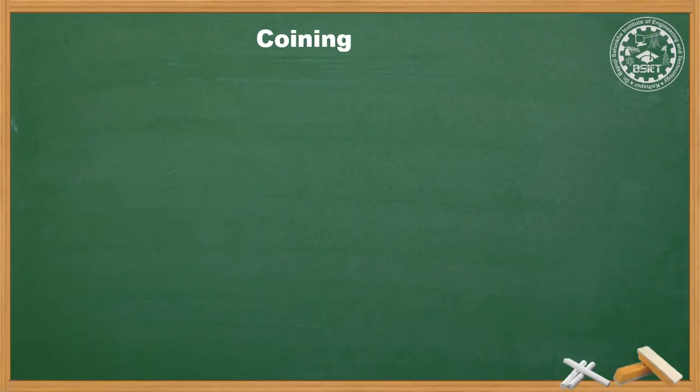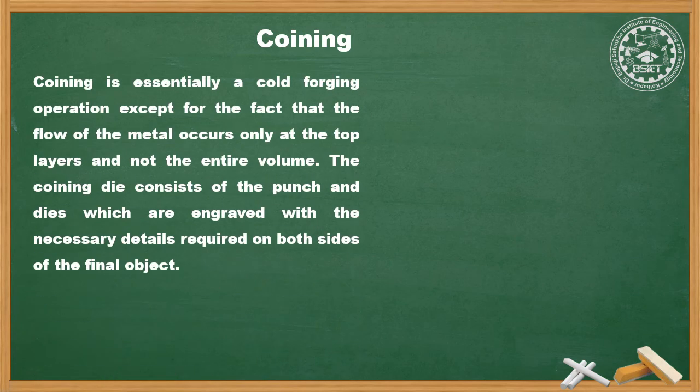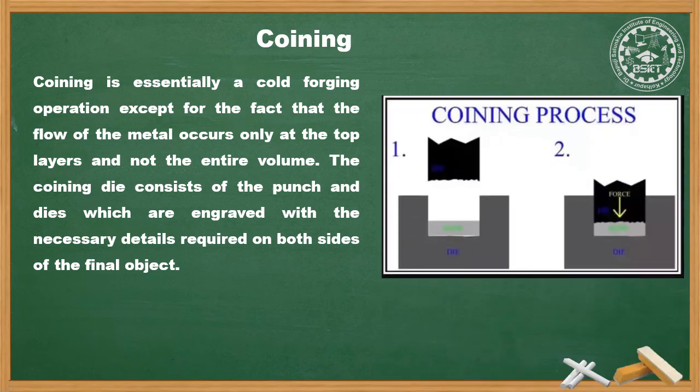Next is coining. Coining is essentially a cold forging operation except for the fact that flow of metal occurs only at the top layer and not on the entire volume. The coining die consists of a punch and die which are engraved with the necessary details required on both sides of the final object. In the coining process as shown in the figure, the pressures involved are very high, of the order of about 1600 megapascal, because of the very fine details that are normally desired in coining.